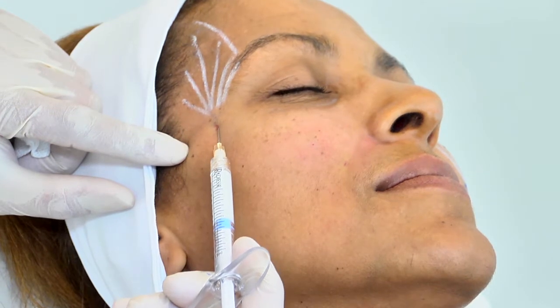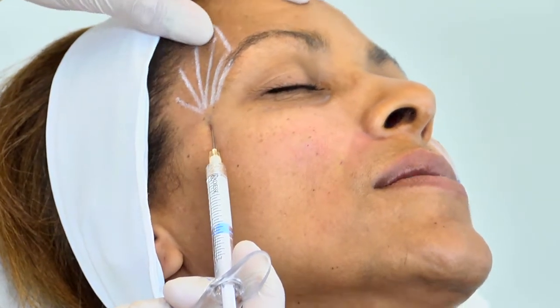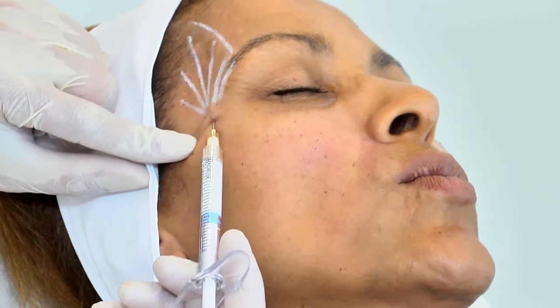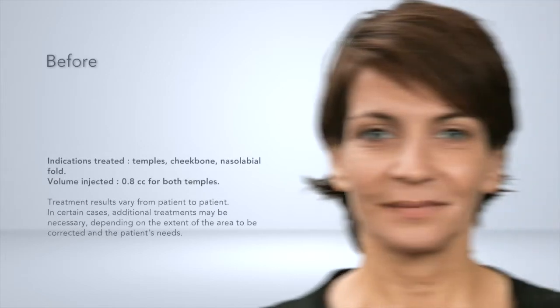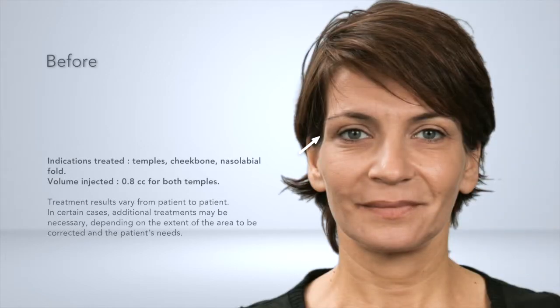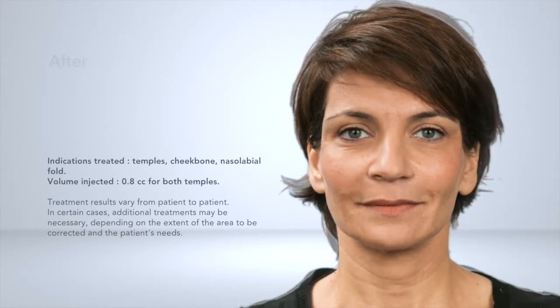A few irregularities may be visible immediately after the injection, but these will disappear fairly quickly. It is recommended that this area be massaged from top to bottom along the muscle fibers. With Radiesse, the result can be assessed immediately after the injection and may vary from patient to patient. Results. The results obtained using the Radiesse injection are as follows when correcting the temples.